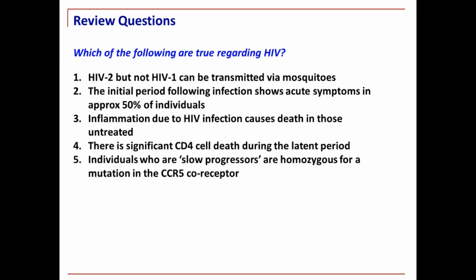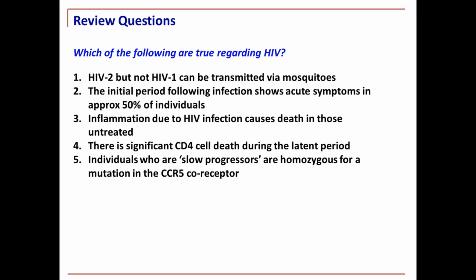Number 2, the initial period following incubation shows acute symptoms in approximately 50% of individuals. That's incorrect. As a general rule, there aren't any symptoms for the first 2 to 4 weeks, and following that, acute symptoms occur in about 50% of individuals. Number 3, inflammation due to HIV infection causes death in those who are untreated. That's incorrect. Death is generally down to the opportunistic infections that infect someone with AIDS.